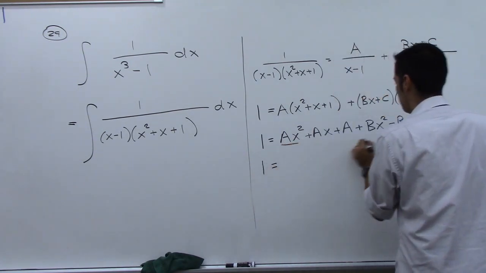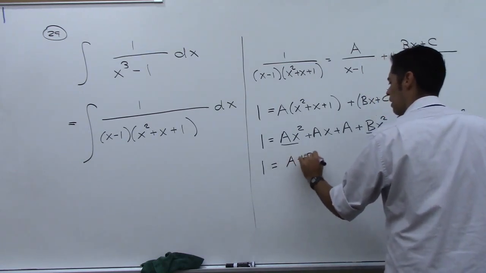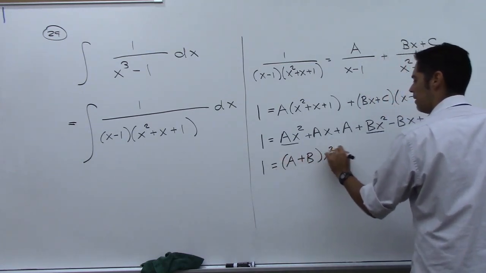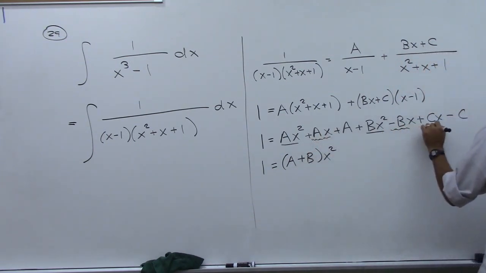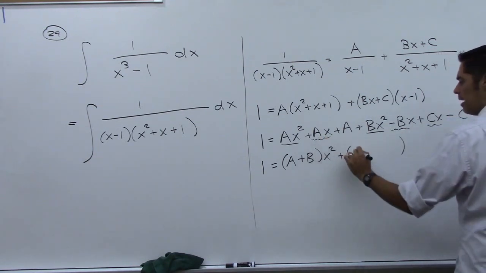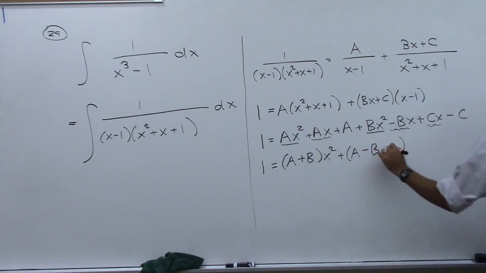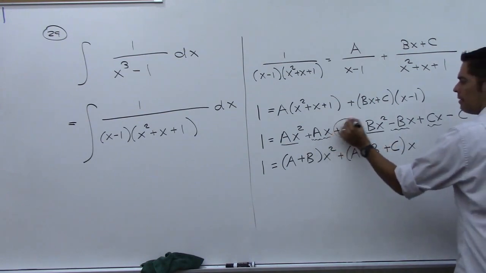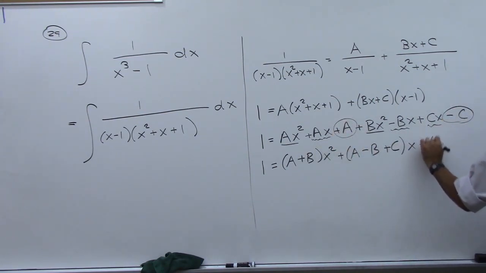So I have an x squared and an x squared. Put those together, pull out the x squared, place it in the back. I have an x term and an x term and an x term. So I go plus, and then now the coefficients. So A, and then minus B, and plus C, and then pull that x out in the back. And then I have an A here, and a minus C here, so A minus C.